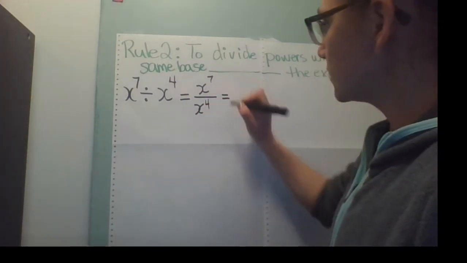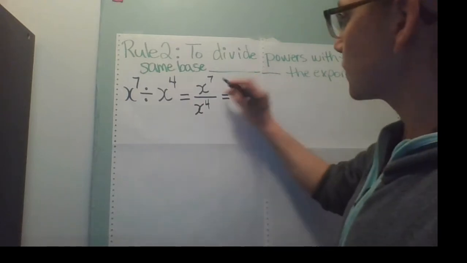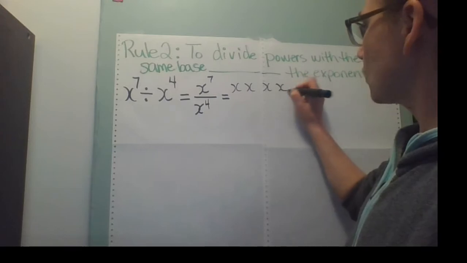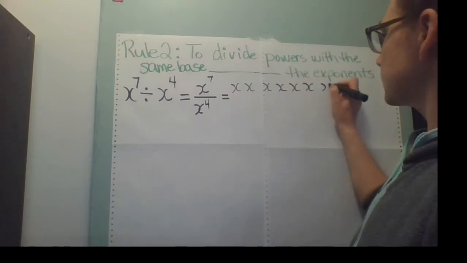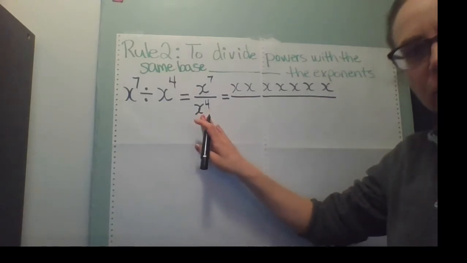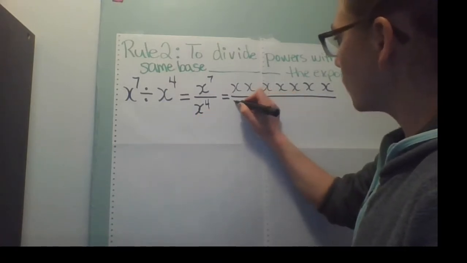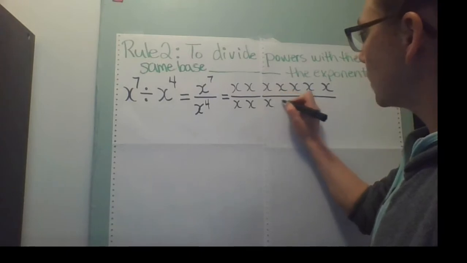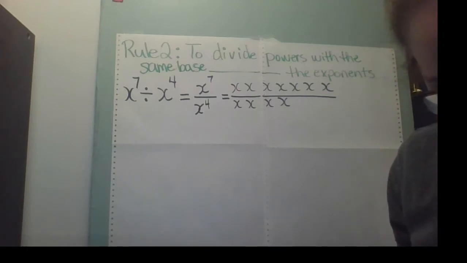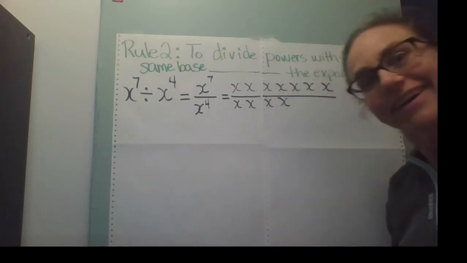And then just like before, I'm going to expand it out. So I'm going to write 7 x's on top. 1, 2, 3, 4, 5, 6, 7. All divided by, on the bottom, I'm going to write 4 x's. So I've got 1, 2, 3, 4 x's on the bottom. And what we know about dividing, when you take something and you divide it by itself, it cancels out.